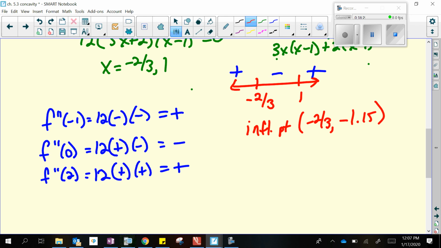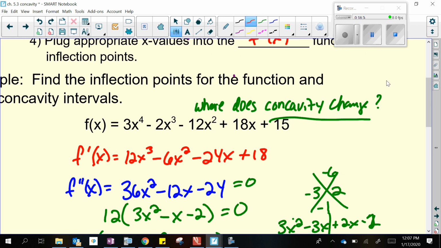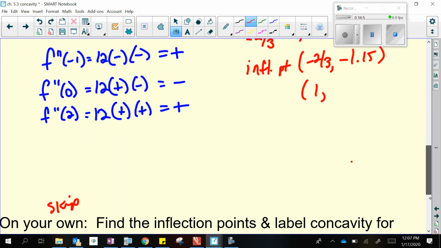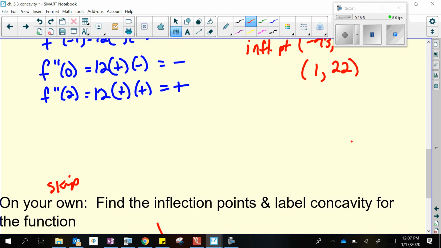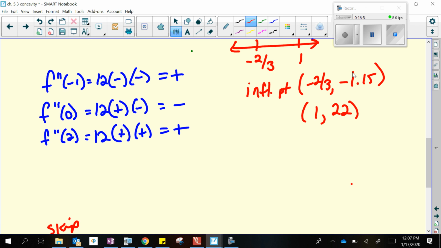Okay? And now we also would want to know what the value at 1 would be. So our other inflection point would be 1. And if we plug that into the original function, that's a little bit easier, because we're basically just going to have 3 minus 2 is 1, minus 12 is negative 11, plus 18 is 7, plus 15, 22. Does that make sense? Okay, so those are our inflection points.